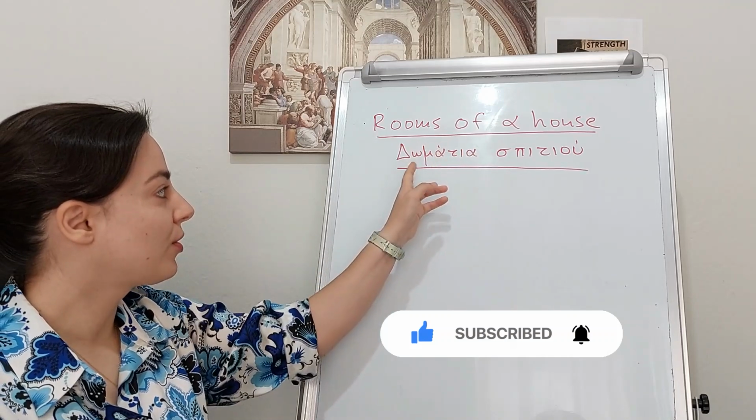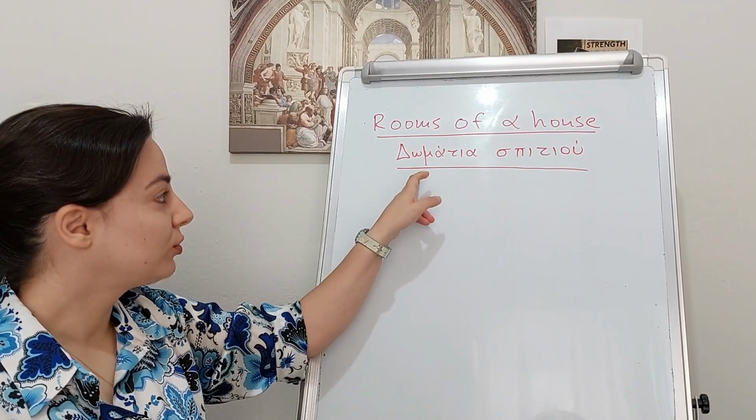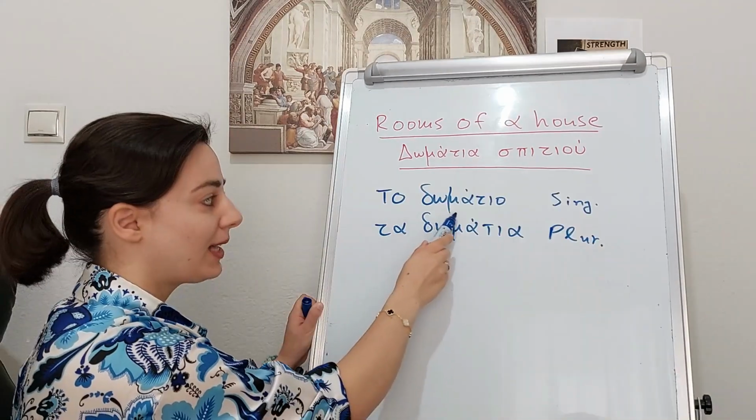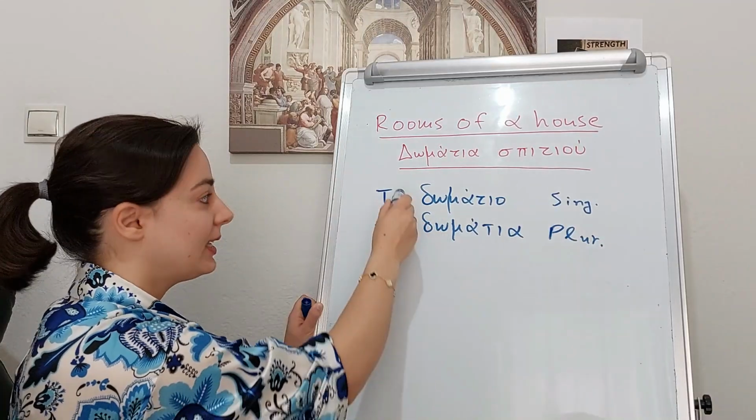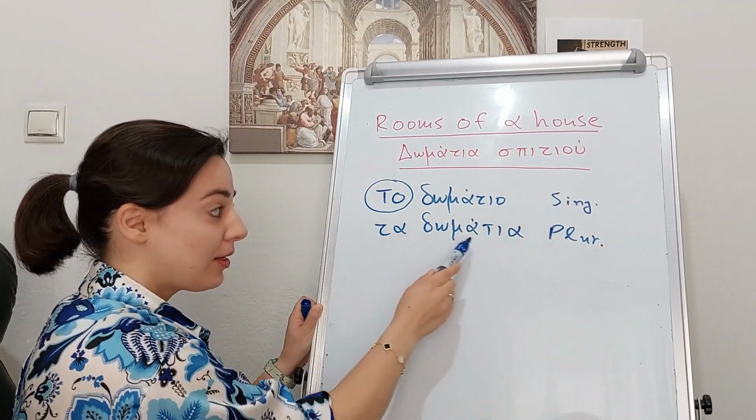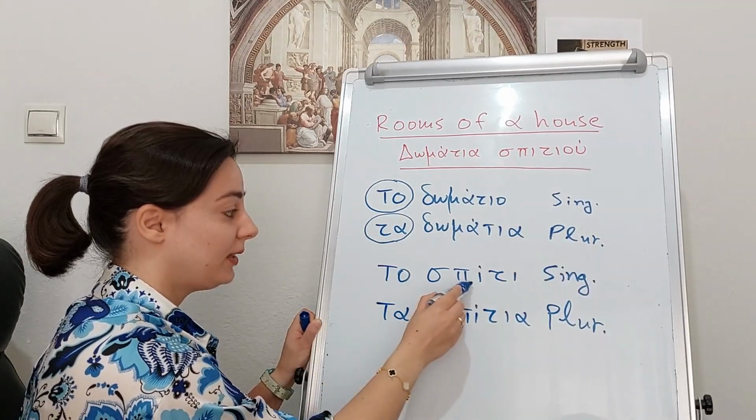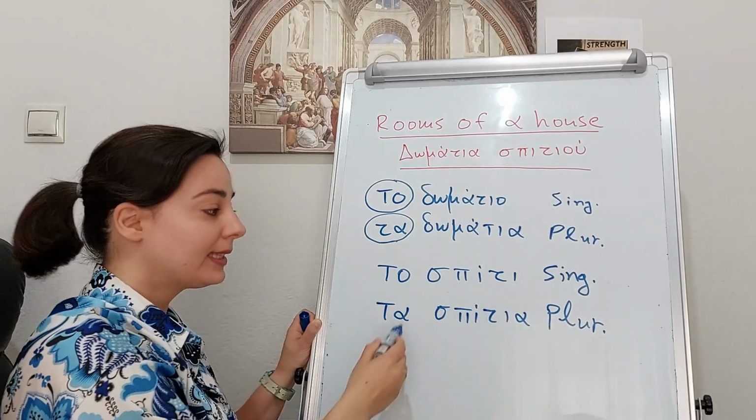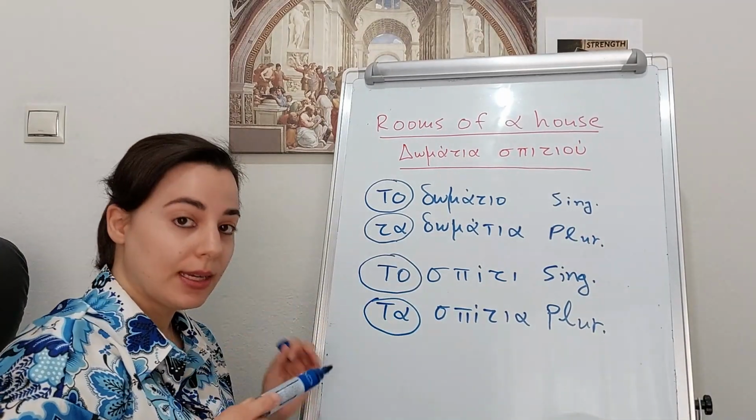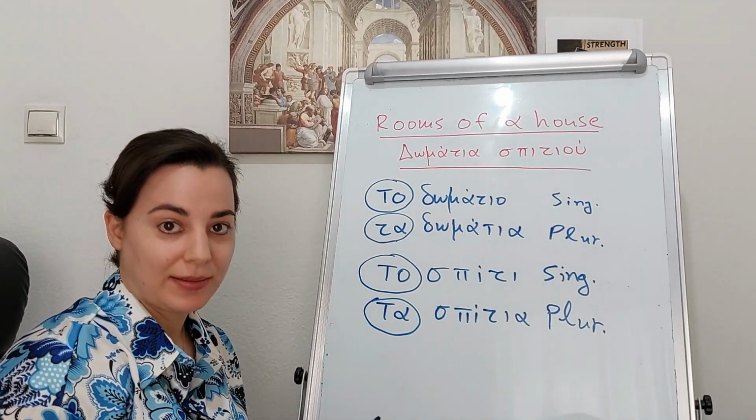Rooms of a house. Δωμάτια σπιτιού. Το δωμάτιο, τα δωμάτια. Το δωμάτιο, room, it is neutral, in singular. Τα δωμάτια, in plural. Σπιτιού. Το σπίτι, in singular. Τα σπίτια, in plural. Το, τα. You can see my videos about the definite article in my channel.